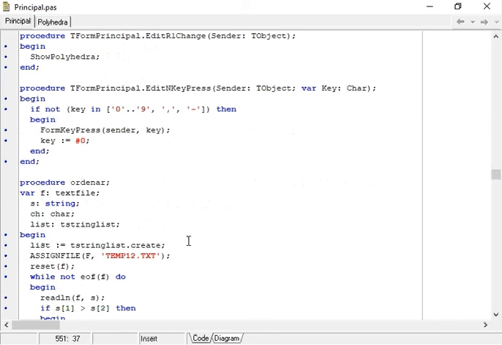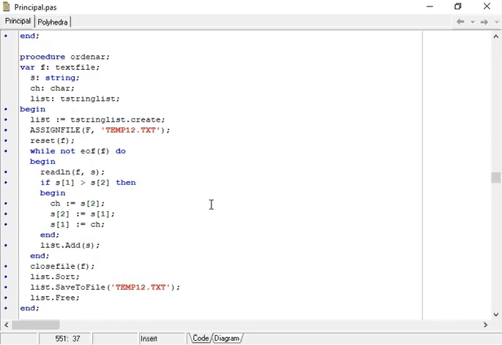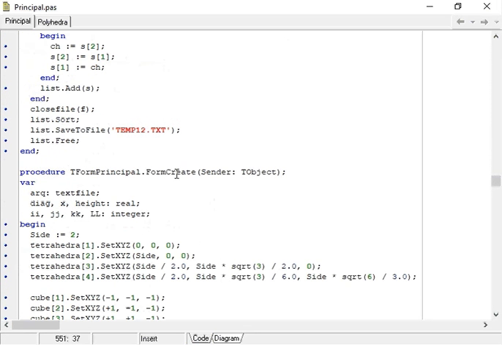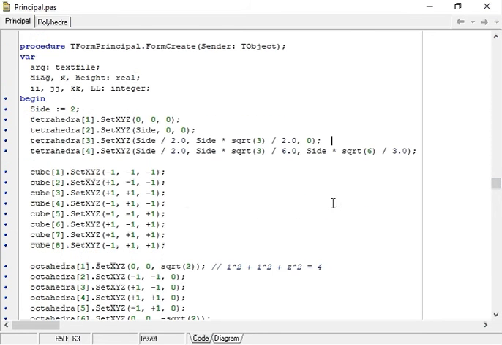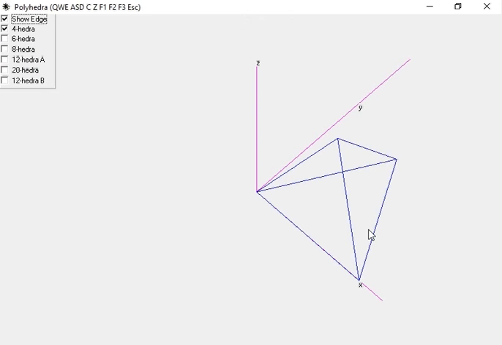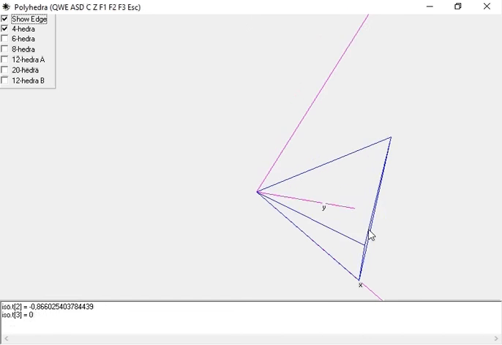Vamos ver, let's see. Ordenar, order is not being used. Form create. What has been added here? What are the coordinates of the tetrahedra? 0, 0, 0, side 0, 0, 1 half square root of 3 over 2, 0, times the side over 2, side times square root of 3 over 6, side times square root of 6 over 3. Let's see. Here are the coordinates of the tetrahedra.